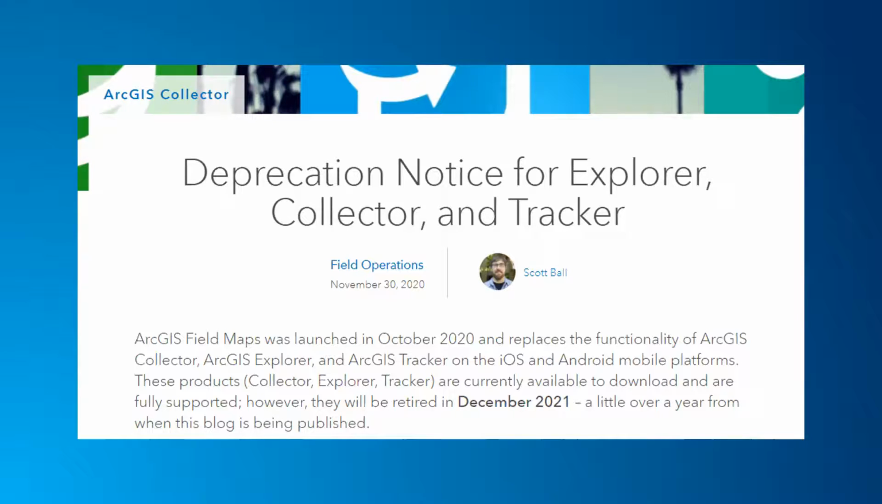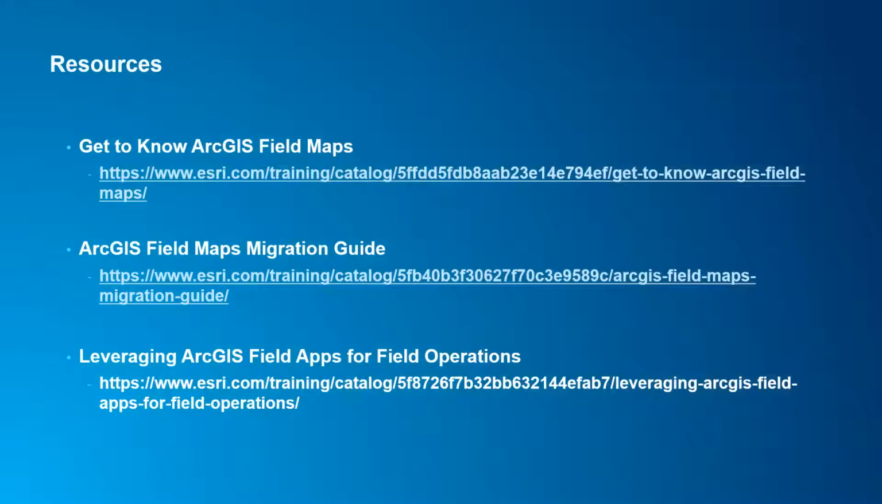If you have workflows in Collector or Explorer or Tracker, we recommend you migrate your workflows to Field Maps. We do have great resources to help you migrate. And one thing I want to note is that if you already have created your maps in Collector, you can open up those maps right now in Field Maps and work on them. You can also open them up in the web interface and create the forms if you want to do that as well.